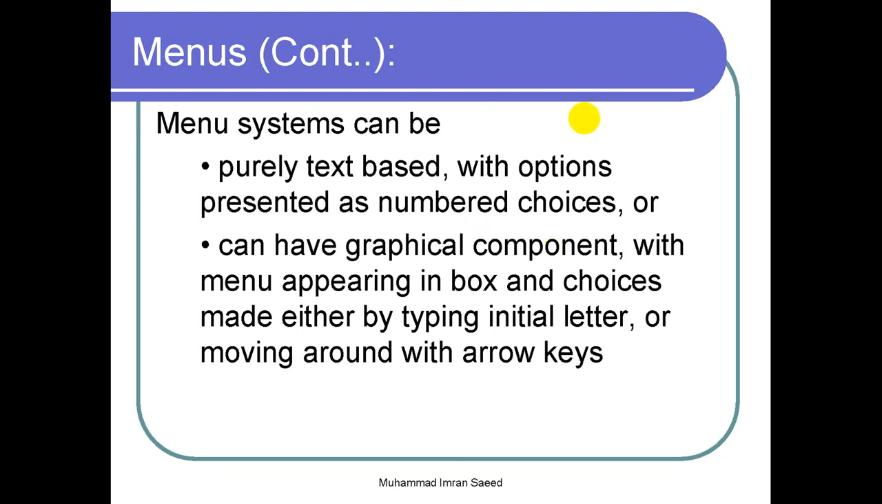The other option, it says, is that it can have a graphical component with the menu appearing in a box and choices made either by typing initial letters or moving around with arrow keys. So the menu can have a graphical component, some image, so that we get more flexibility in recognizing the option. I have a scissor to cut, so I can easily understand. Instead of reading the menu items, I can look at the menu graphical item and use it with the help of the mouse or arrow key or option.